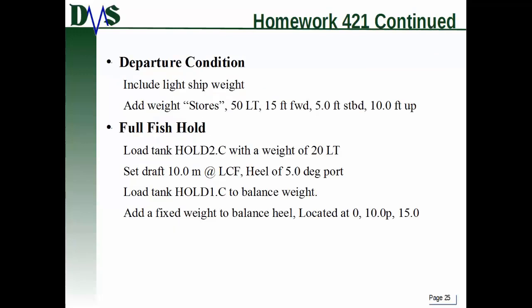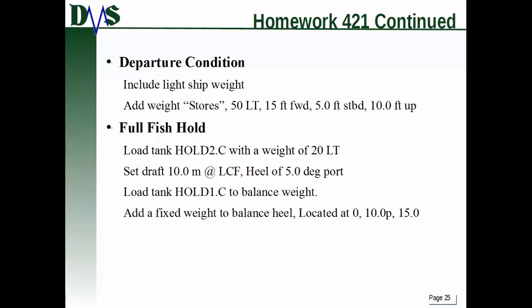Then we're going to do the departure condition. And what I want you to do for the departure condition is take that light ship weight and add a new dead weight item. So you're going to use the add command, which is going to use the stores. And there's your weight location for the stores, 50 long tons at 15 feet forward, 50 feet starboard, and 10 feet up. And again, do a solve for that. So draft, trim, and heel.